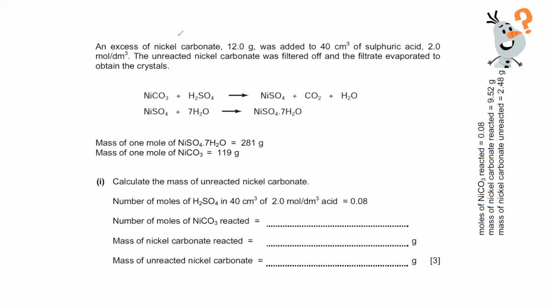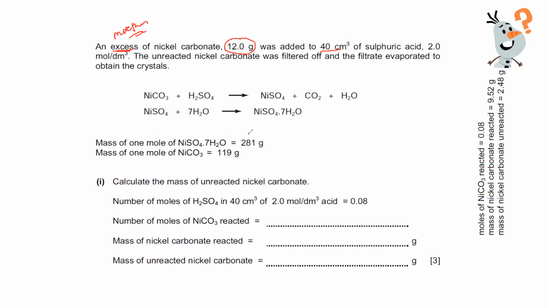So this is another question related to the topic moles. In this question, the term excess means more than enough, like too much we are using. An excess of nickel carbonate, about 12 gram, was added to 40 cm cube of 2 mole per dm cube sulfuric acid. The unreacted nickel carbonate was filtered off and the filtrate evaporated to obtain the crystals.